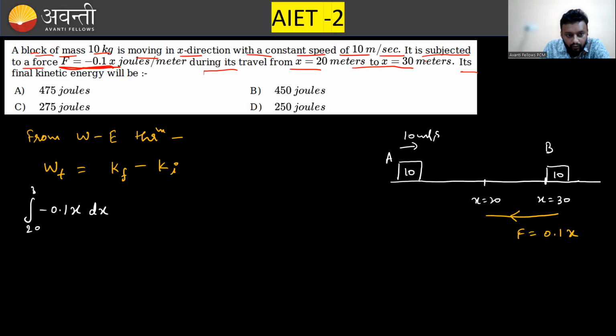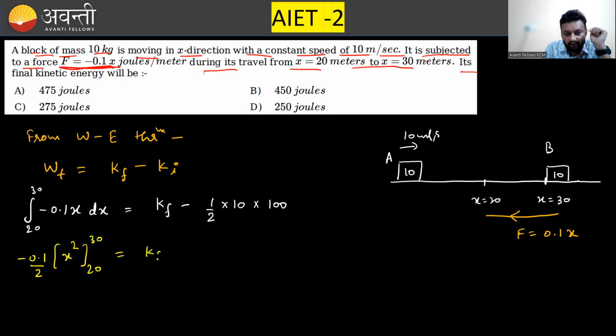20 to 30 is equal to K final minus initial kinetic energy, half, mass is 10, and initial velocity is 10, square means 100. Clear? Now this is a very simple integration. If you see the integration part, minus 0.1 is written here. Integration of x will be x square by 2. Limits are from 20 to 30 is equal to K final minus. You can solve it. This is 5 times 100 into 5. This is 500.